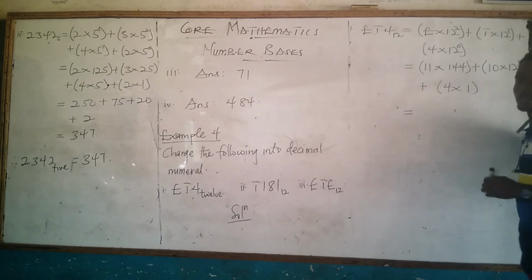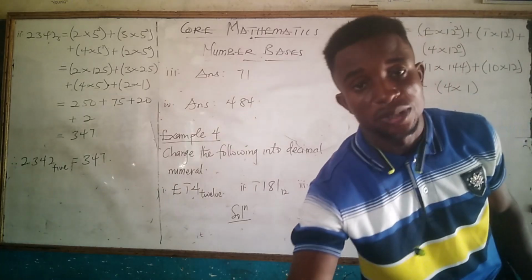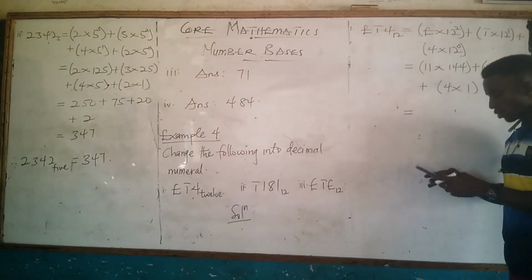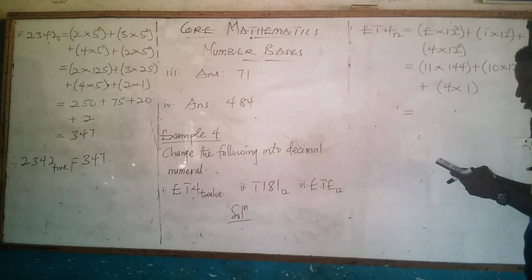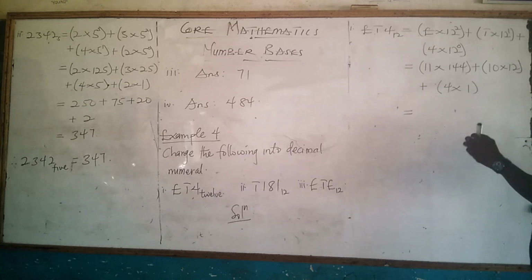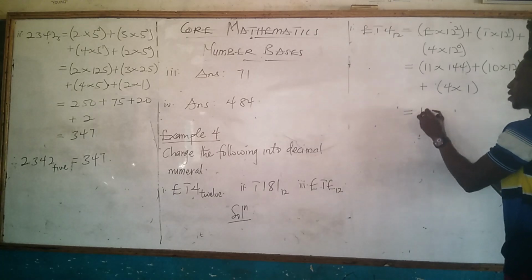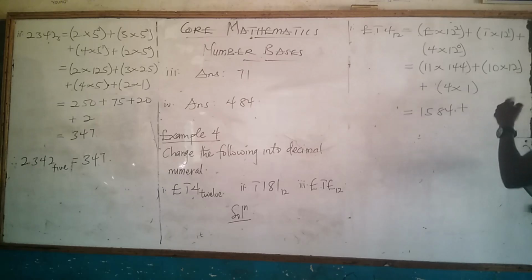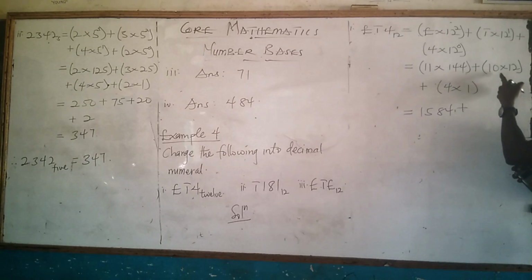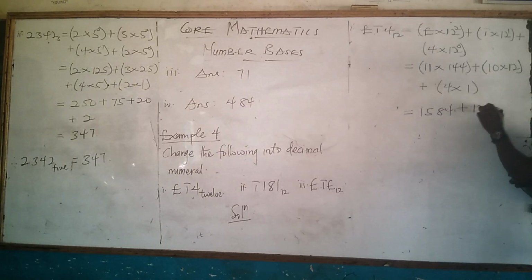Okay. So you take your calculator, you put it. Please, and please again. So I have 11 times 144. So I have 1,584. Then I have my plus. Then this one times that is what? 120. Then just add the 0 to this one.